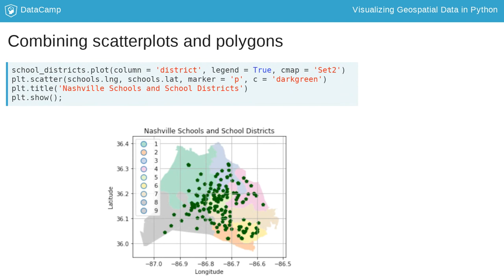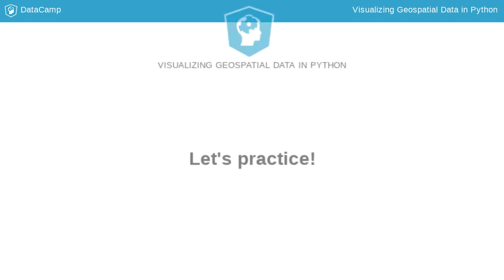Now it's time for you to create your first geospatial visualization with 2 layers by plotting a polygon map of service districts and then adding a scatter plot to see where the chickens are.